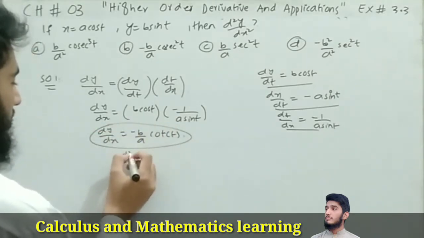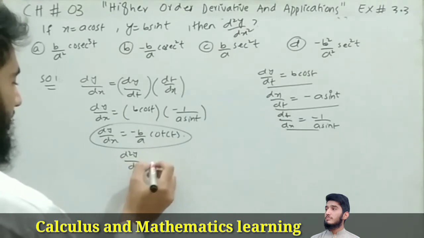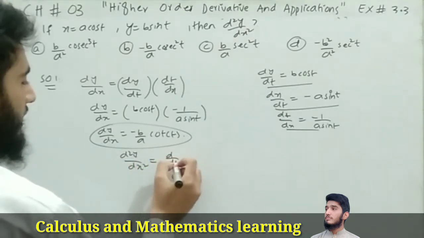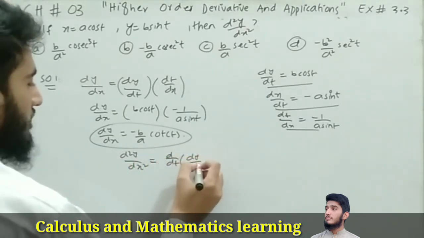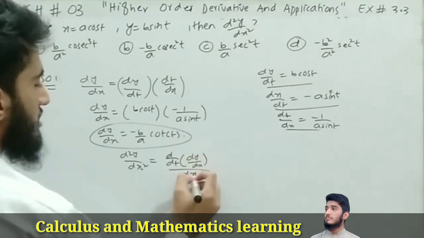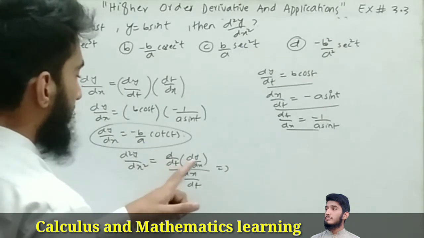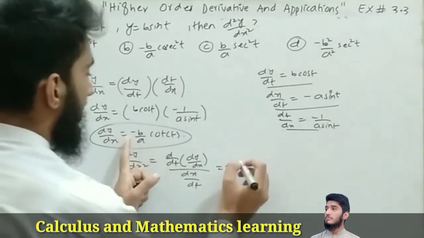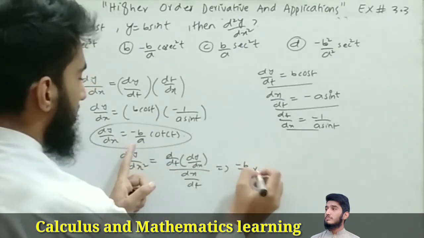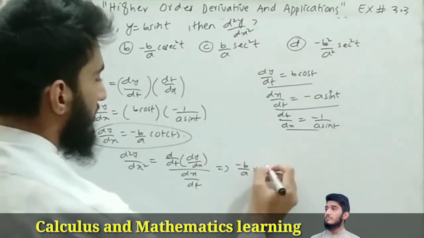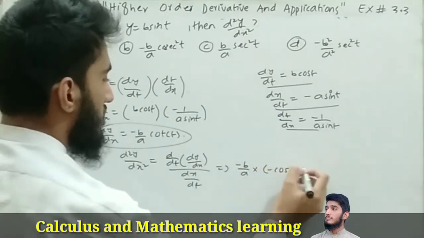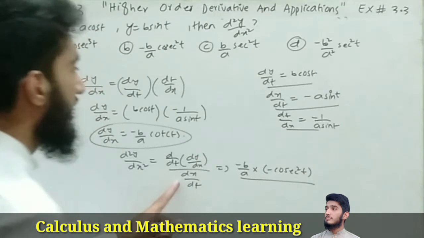For the second time derivative, we have the formula that d square y by dx square will be equal to d by dt of the derivative of the first function divided by dx by dt. Using this formula we get the required result. d by dt of dy by dx is this function's derivative. So minus b by a is a constant, and multiply by the derivative of cotangent t, which is actually minus cosecant square t, divided by dx by dt.